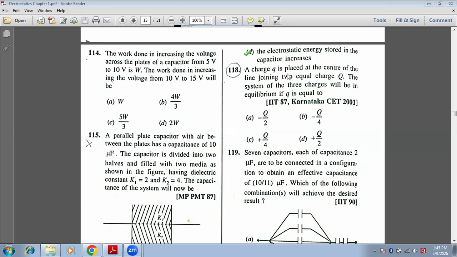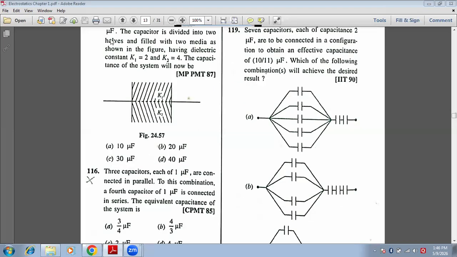A charge Q is placed at the center of the line joining two equal charges capital Q. The system of the three charges will be in equilibrium if small q is equal to: option A, minus Q/2; option B, minus Q/4; option C, plus Q/4; option D, plus Q/2. Correct answer: option B, minus Q/4.